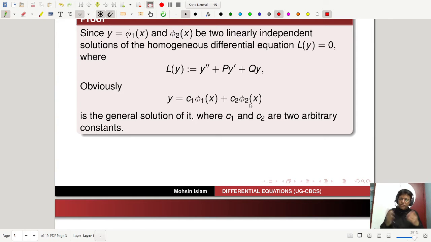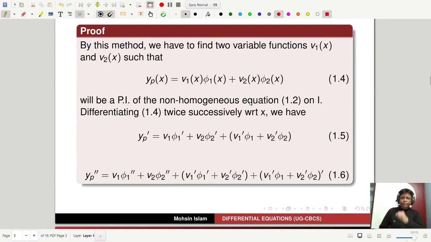Obviously, you have seen that the superposition principle is followed by linear differential equations. So if phi 1(x), phi 2(x) are linearly independent solutions, any linear combination of them will be the general solution of it, where c1, c2 are arbitrary constants. Now, by this method, we have to find two variable functions v1(x) and v2(x) such that this relation holds. This is your yp, the particular integral of the non-homogeneous equation on I.